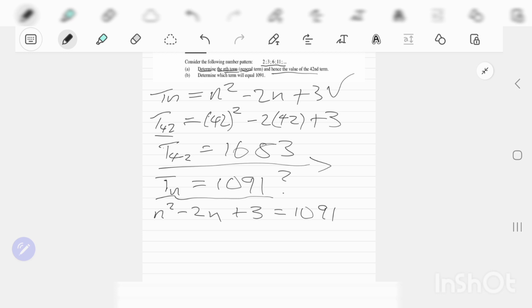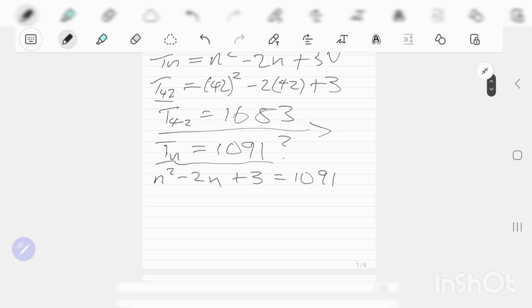Term number 1, term 4, term 3, term 25, term 16, term 1. I want to represent that position. So they are asking the position, and you are given the actual number, but they don't know where it lies in this formula. So this is it, people. So from here, you just solve your n.